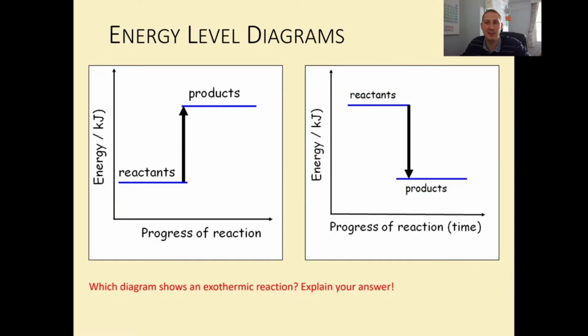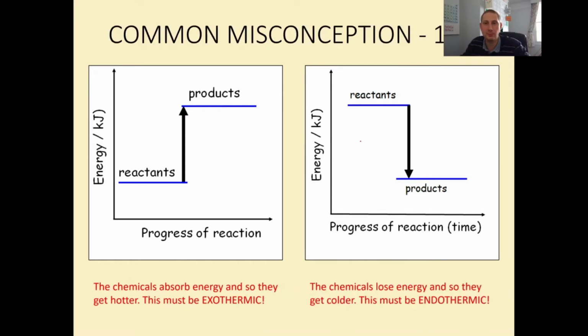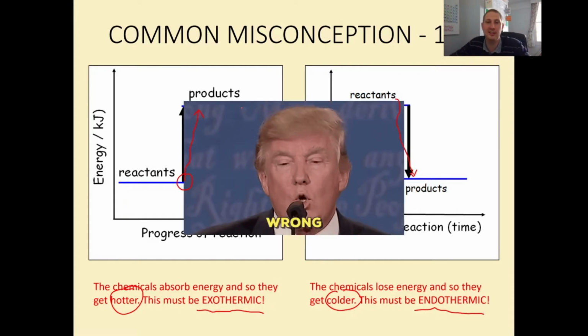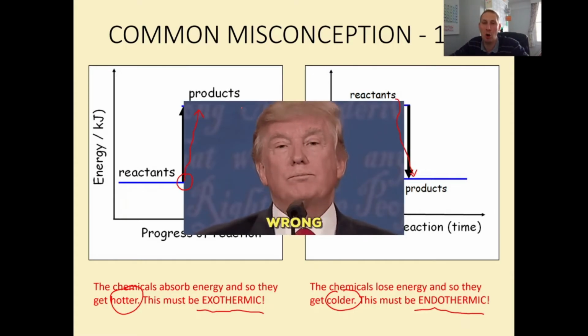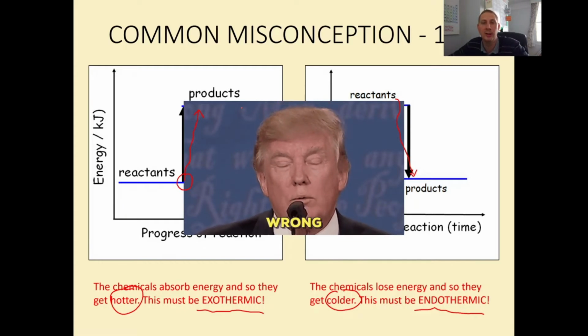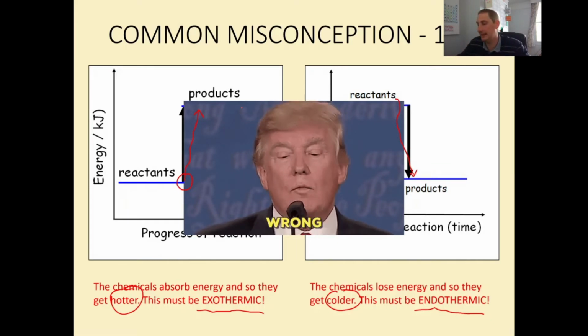Okay, well, what many students do is they would say something like this. Oh, right, these chemicals, they are absorbing the energy and so they must be getting hotter. This must be the exothermic reaction. These chemicals, though, they are losing energy, so they're getting colder. This must be the endothermic reaction. But this is completely and totally wrong. It shows that you don't really understand what these diagrams mean.